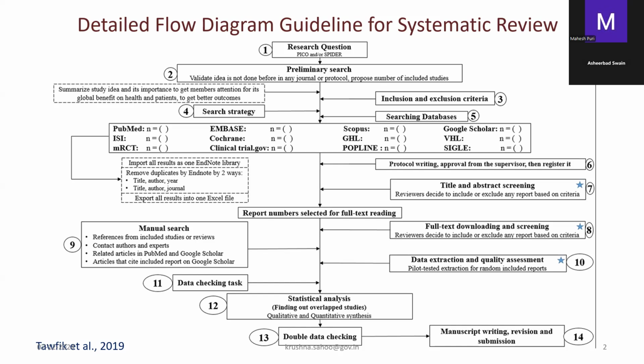Although we have a research question, you do a preliminary search, then refine your research question. Then you also decide, as in previous classes, your inclusion and exclusion criteria. That means you summarize the study idea and its importance, the global benefits or public health impact, the outcomes of the studies, and which type of study will be included. Then you also work on the search strategy and the searching databases.